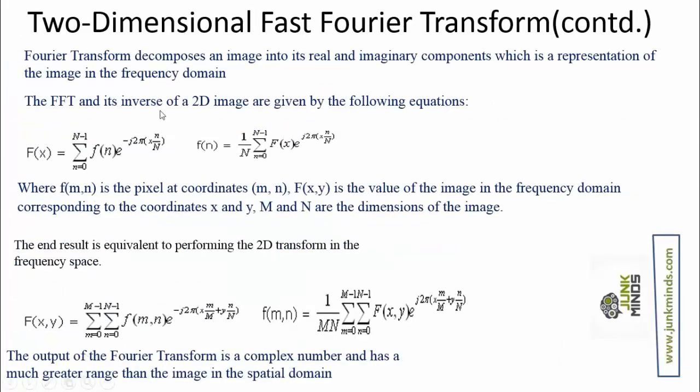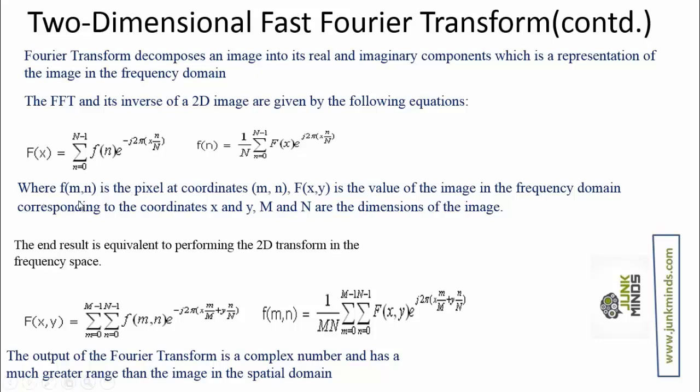Now the Fourier transform decomposes an image into real and imaginary components, which is a representation of the image in the frequency domain. There are two formulas given over here. The formula on the left is used to calculate the fast Fourier transform of an image, and the formula on the right is used to calculate the inverse of that.